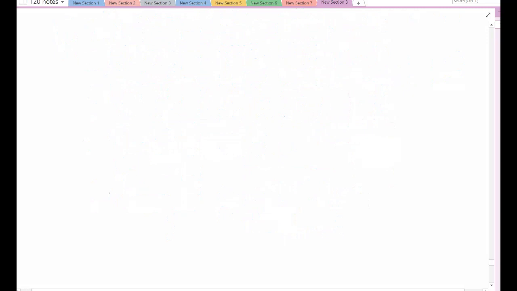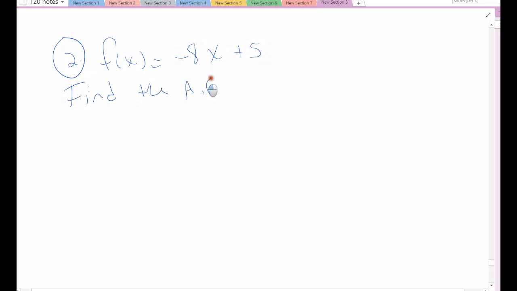Let's do a second example. F of x equals negative 8x plus 5. This one's a little tricky. Tricky is the wrong way to word it. This one, students will overthink. Find the average rate of change, the ARC, from x equals 0 to x equals 1.